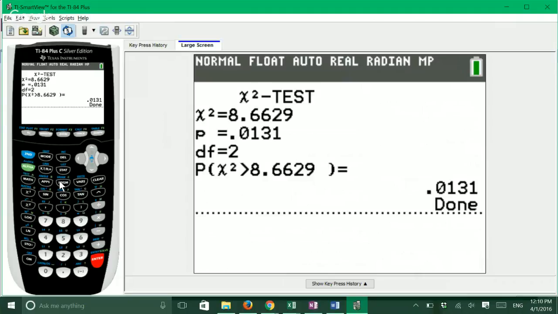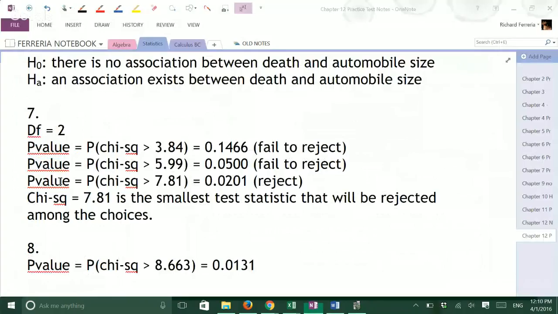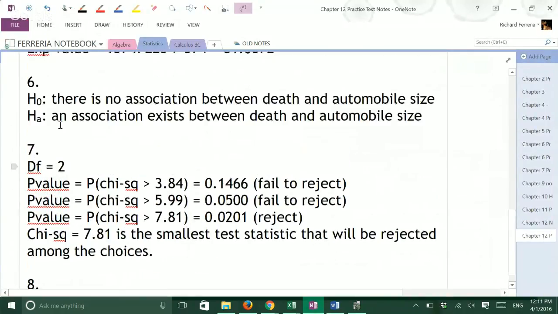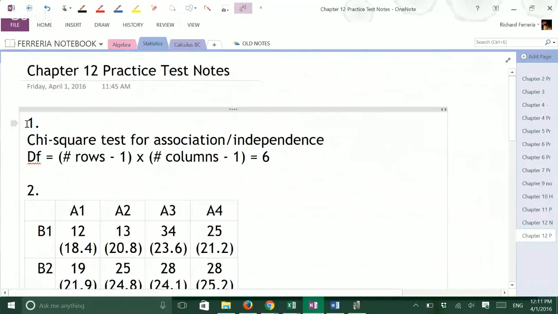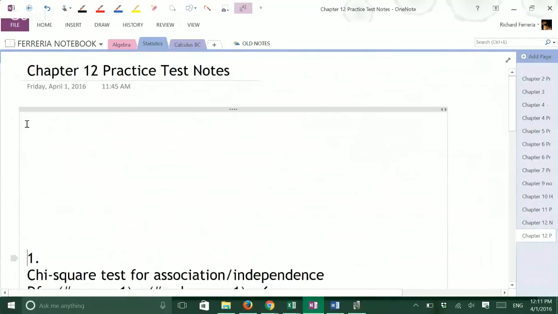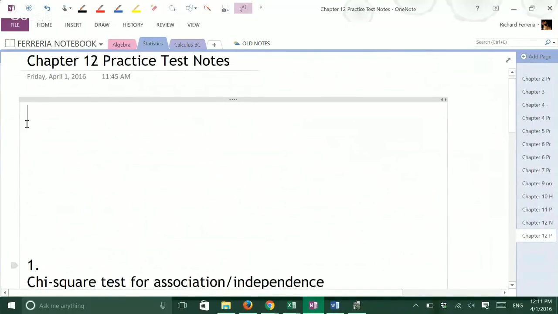Okay, that's 1 through 8. Problem 1, shall we? What's problem 1? Problem 1.